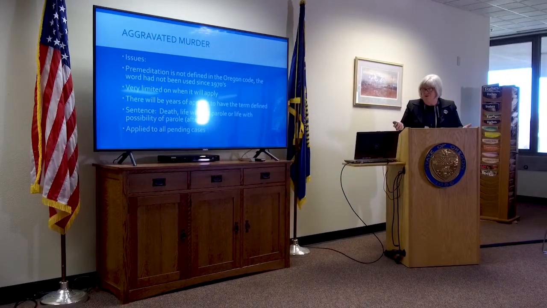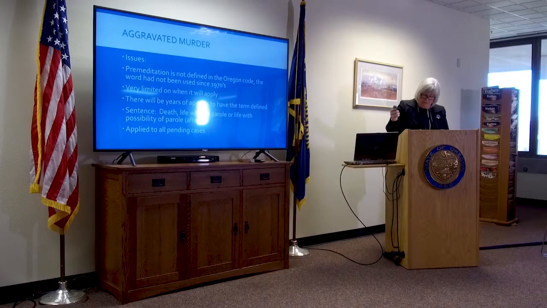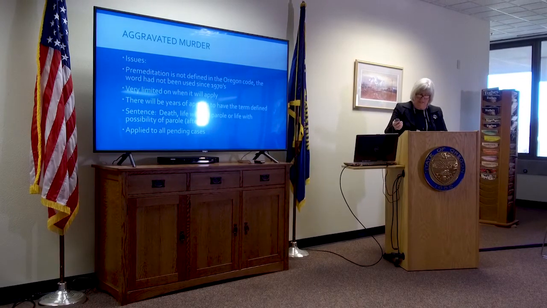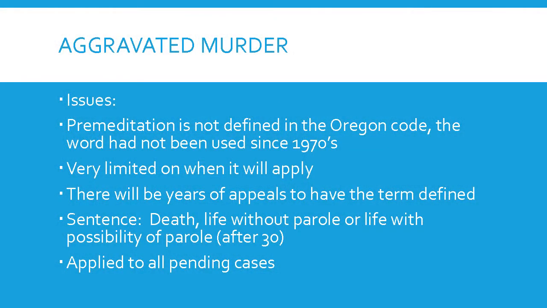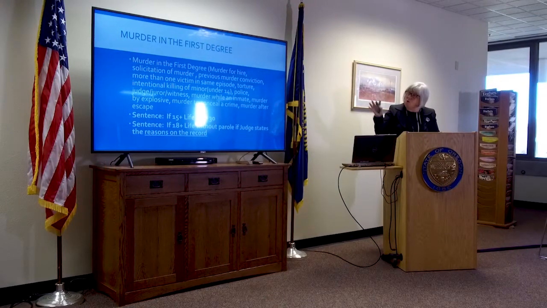So aggravated murder is when you could get the death penalty in Oregon, and it'll be very limited under those 4 specific circumstances. The sentence for aggravated murder could be death. It also could be life without parole or life with the possibility of parole, which was the same that we had before. So murder in the first degree is like a whole list of things here.